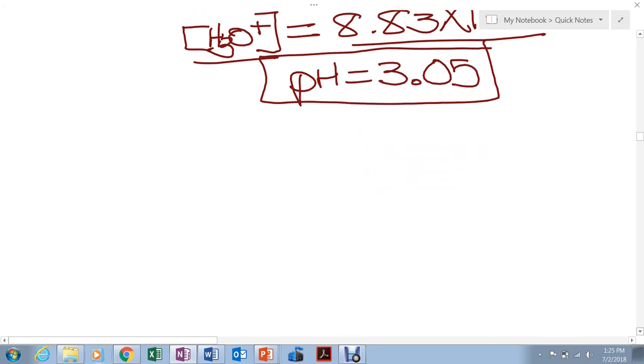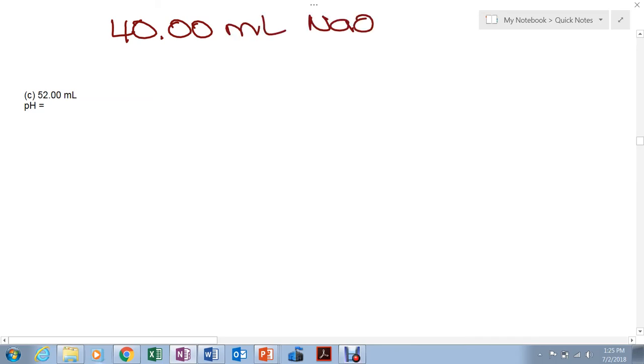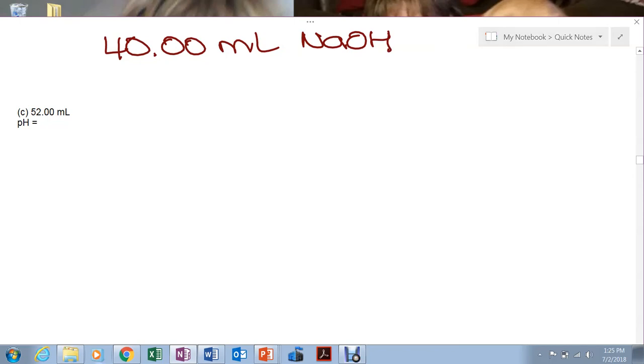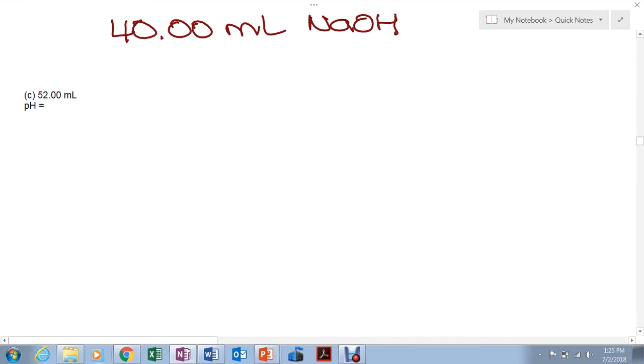And finally, how many parts? We have like 4? No, this is the third one. Finally, we are adding, okay? How I said, if you've been asked for the addition of 40.00 milliliters of NaOH, it is a 1-to-1 strong acid strong base, so the pH would be 7. Okay, that's the equivalence point.